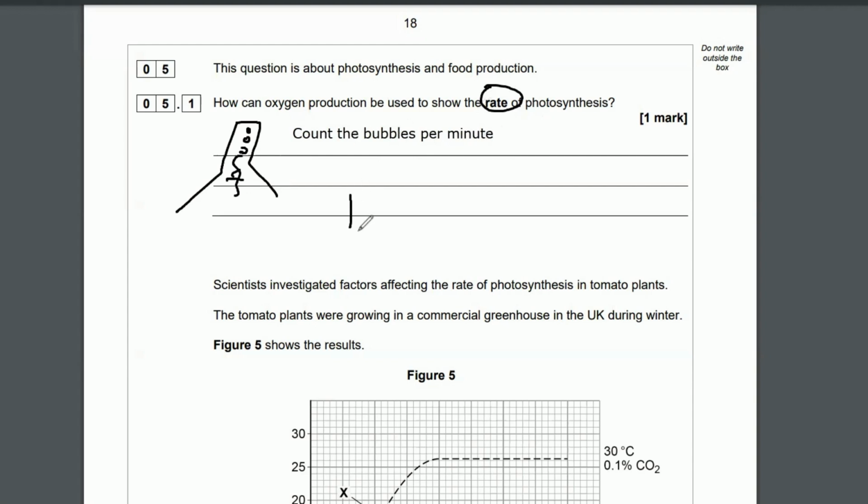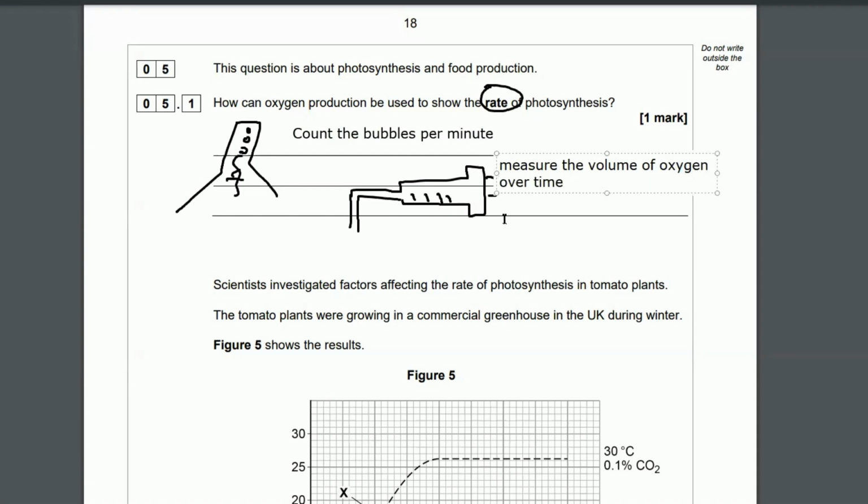We can also use something called a gas syringe. Now, a gas syringe is a much better way of calculating the rate because with a gas syringe, you're going to be able to measure the volume. And the problem with bubbles is they're all different sizes. So we could measure the volume of oxygen over time. What do I mean by over time? I mean divided by time. So measure the volume of oxygen in 10 minutes. Measure the volume of oxygen every 30 seconds. As long as you mention time, you're going to get the marks.